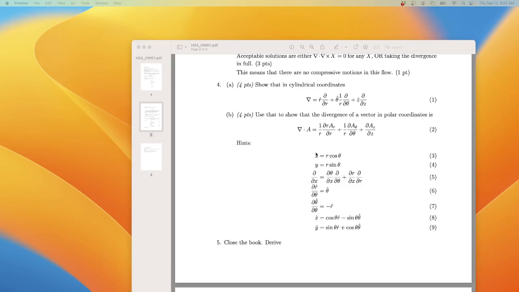And then second, you show that the divergence of a vector in polar coordinates is this, so you get 1 over r d by dr of r ar, plus 1 over r d by d theta of a theta, plus d az by dz. So how do you do that? You just basically take this and another vector a, and again, remember that your unit vectors change with space. That's an important key point. Unit vectors move around.